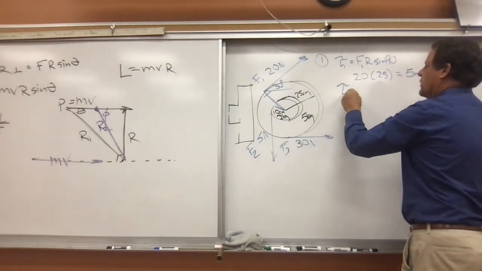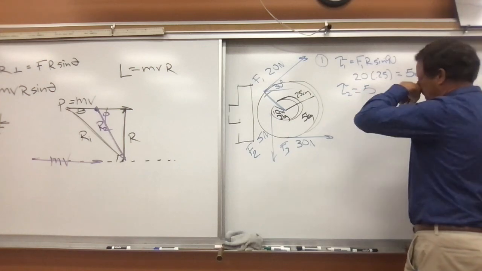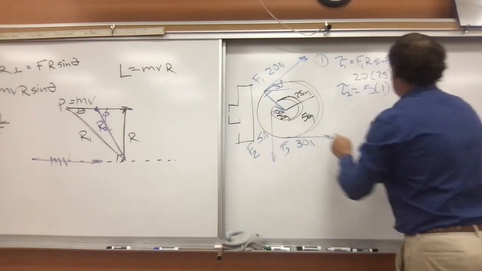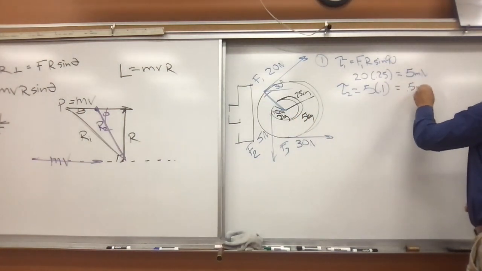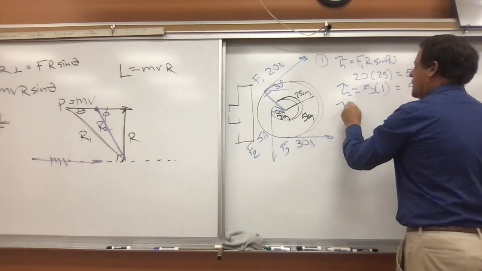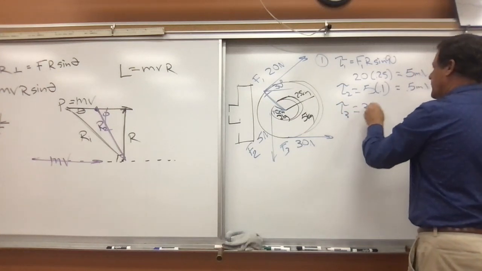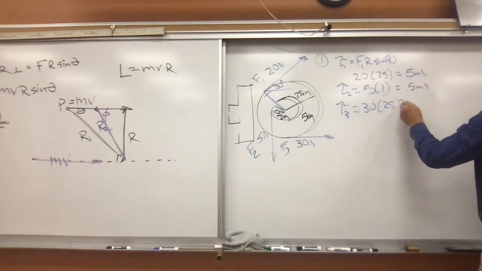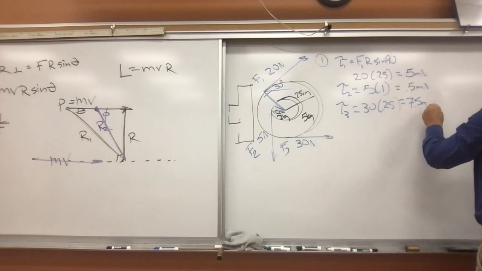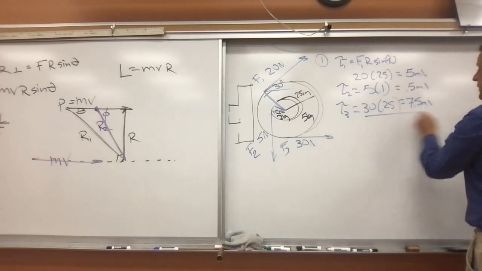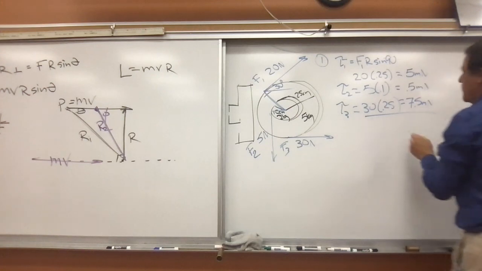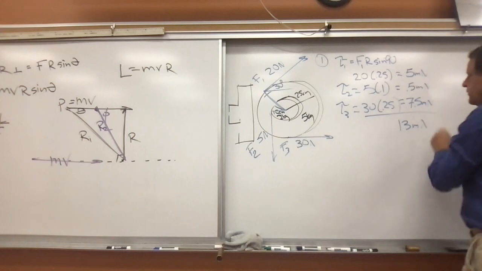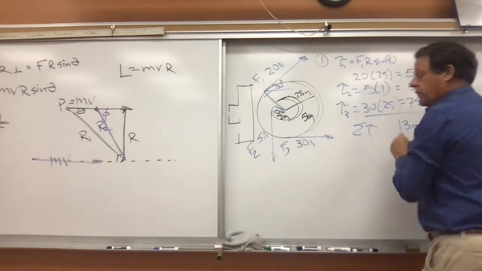Okay, so torque 2 is going to be 5 times 0.1 times the sine of 90. Okay, and that's going to equal 0.5 meter newtons. And now our torque 3 is going to be 30 times 0.25, and that is going to be 7.5 meter newtons. Okay, so it looks like when we add these up that we're going to get 13 meter newtons as the sum of the torques.